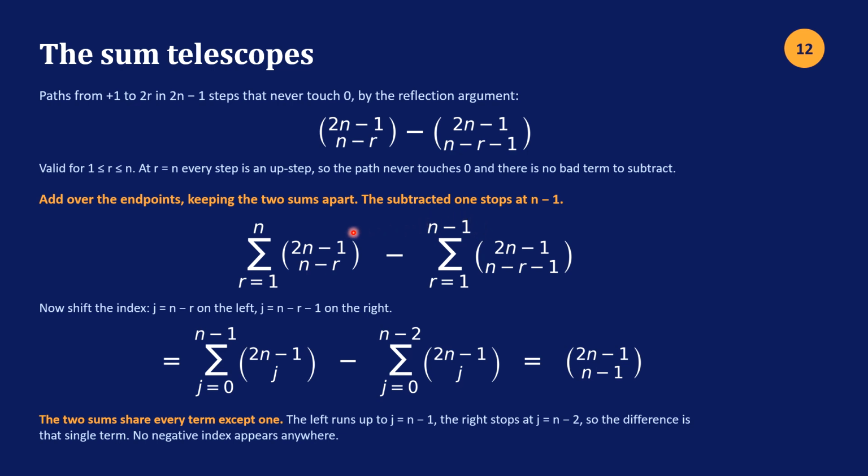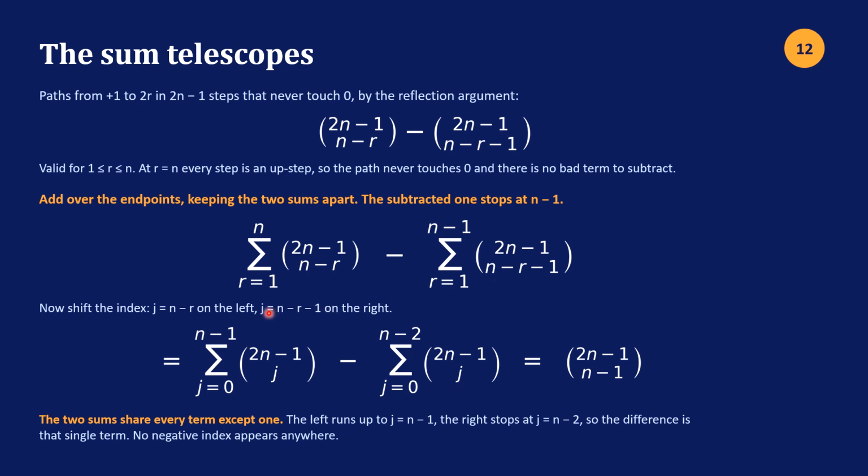Then we do a change of indices. We let j equal n minus r. So you notice j is here. Then the summation kind of goes in reverse. In other words, when r equals 1, j equals n minus 1. And when r equals n, j equals 0. That could potentially be a little confusing, that you're flipping the order. But you get this is equivalent to this.